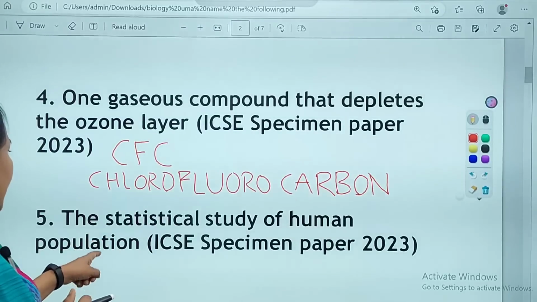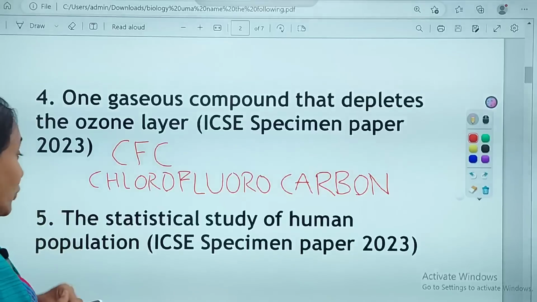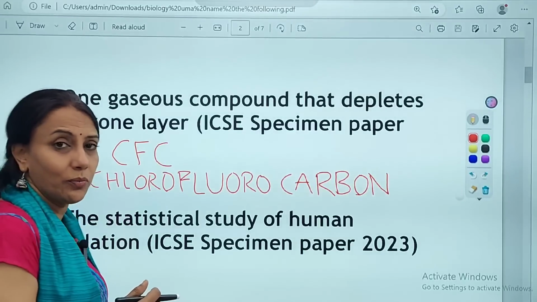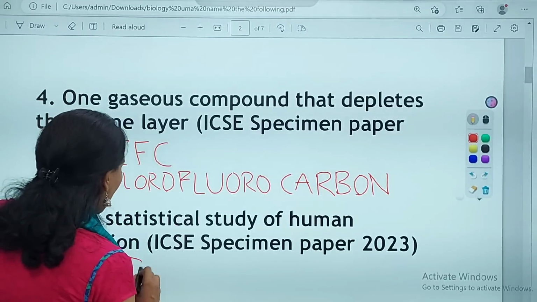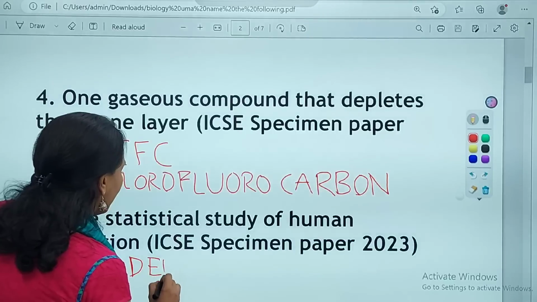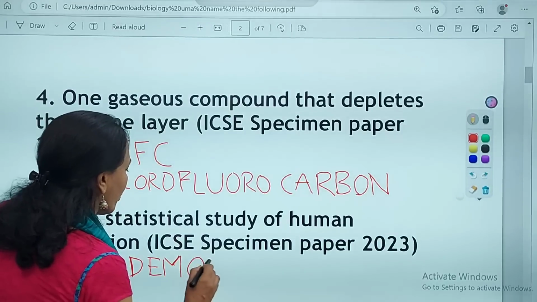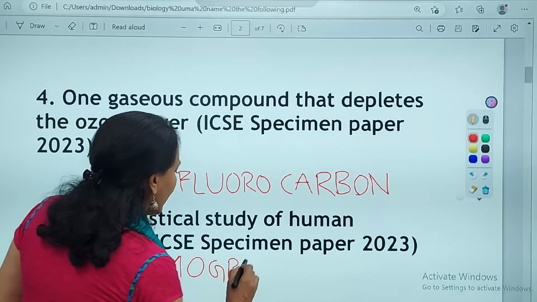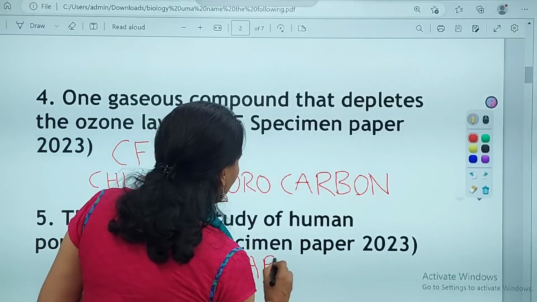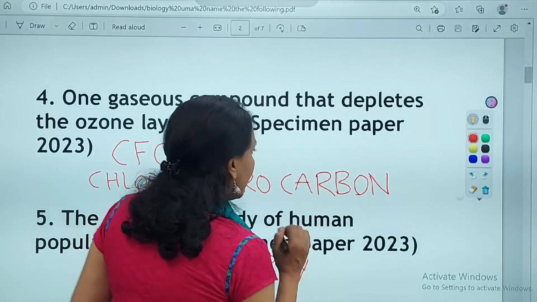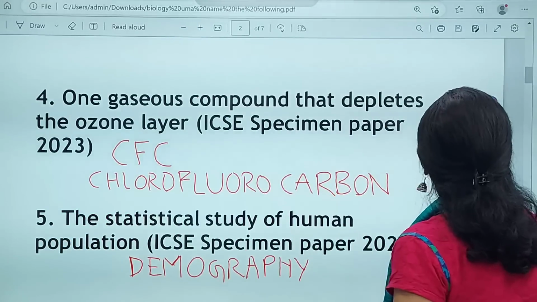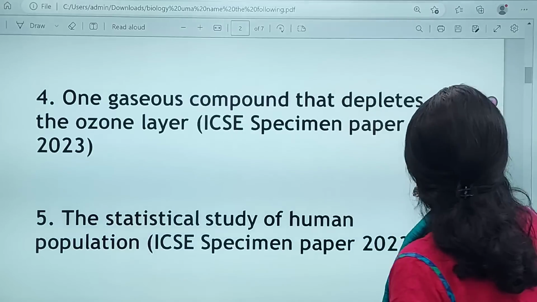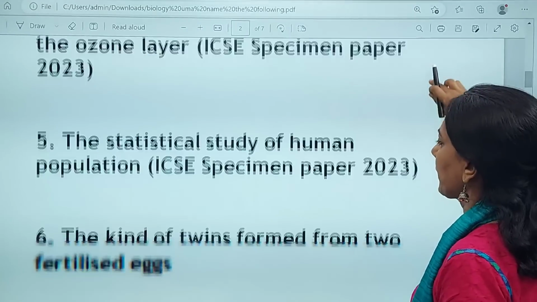The statistical study of human population. What is the statistical study of human population called? It's called demography. D-E-M-O-G-R-A-P-H-Y, demography. Okay, let's now quit this so we can go to our next question.